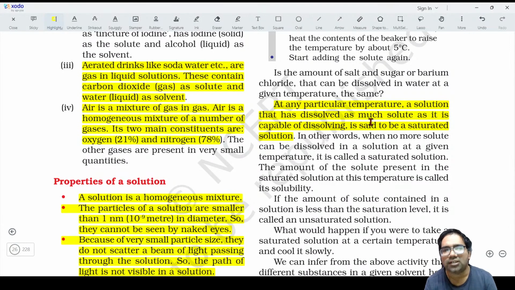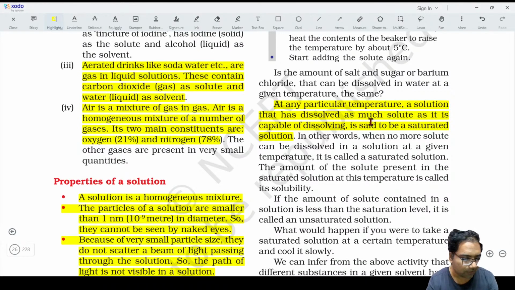Okay. So in a saturated solution, if you put more of the solute, what will happen? It will not dissolve. It will be just lying down. For example, if a dog is eating food, it can eat up to a level only. If you put more food, what will happen? It might vomit. It will be lying down. It will be wasted. Similarly, here also, water can dissolve a certain amount of salt only.